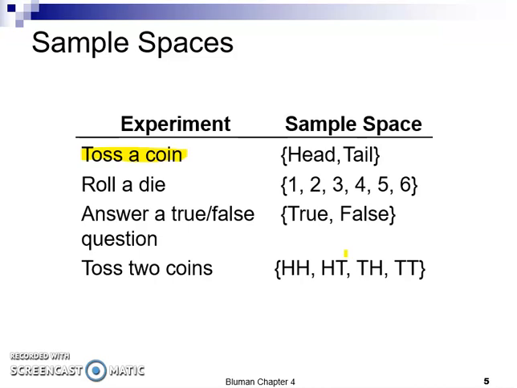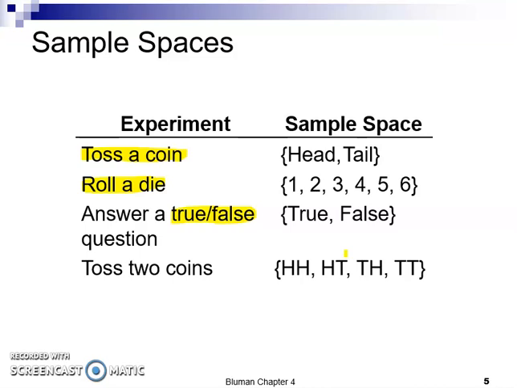Notice that it's within braces because this is a set of all possible outcomes. When we roll a die, now that's a single die. So we only have one, and when we roll that single die, these are our possible outcomes. We could get the numbers 1 through 6. Or if we're answering a true-false question on a test, it's either one of two outcomes. It's either true or false.